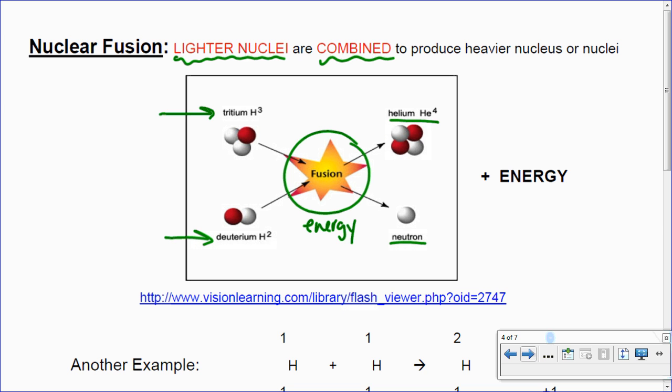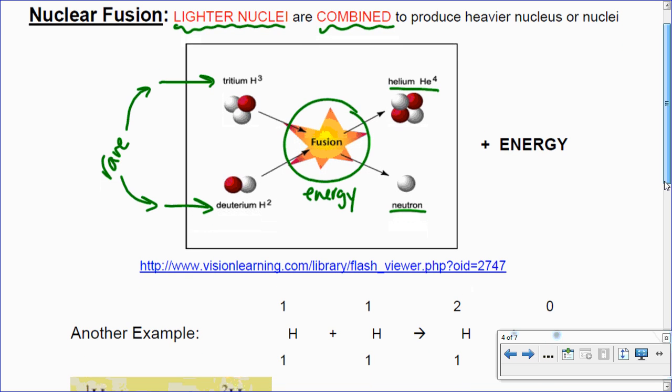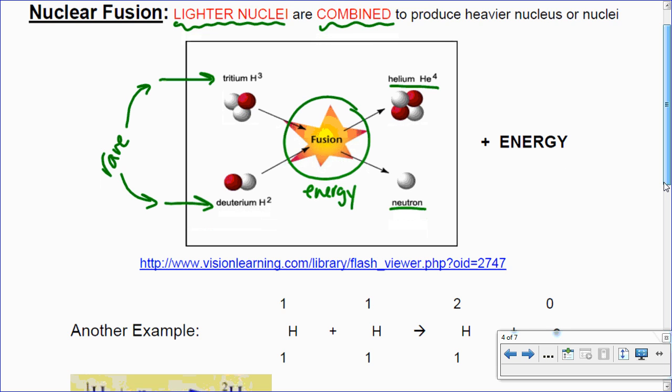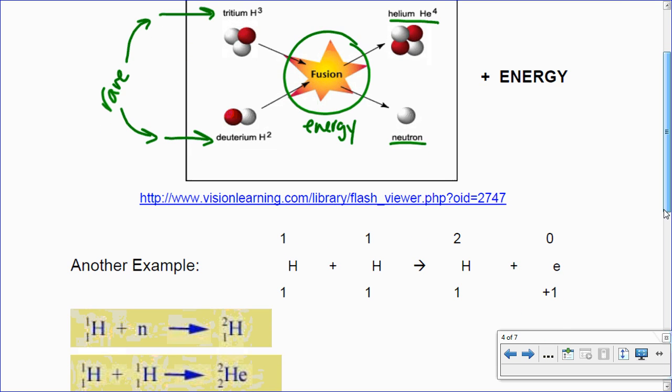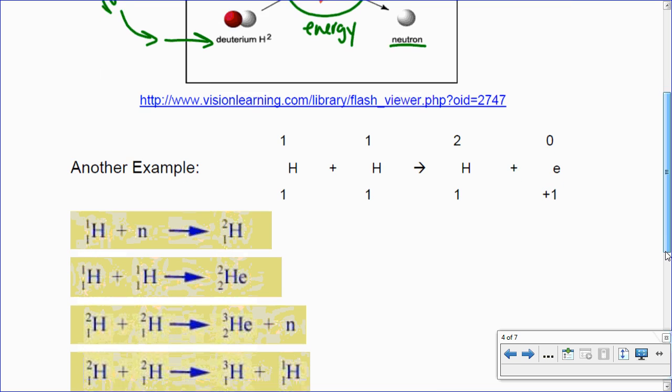Now, the problem is that tritium and deuterium are hard to come by, rare, and they themselves aren't very stable. So to get a fusion reaction to happen here on Earth is very challenging. The National Ignition Facility, I forget exactly where it is, is doing research based on this to try and get a fusion reaction to go on our planet to harness its energy.